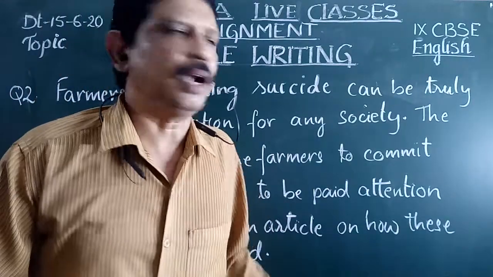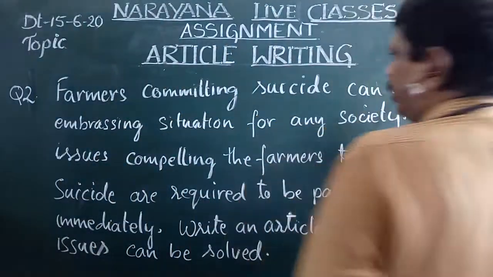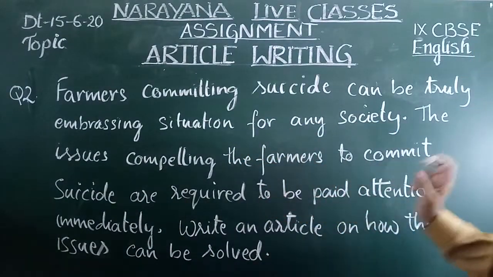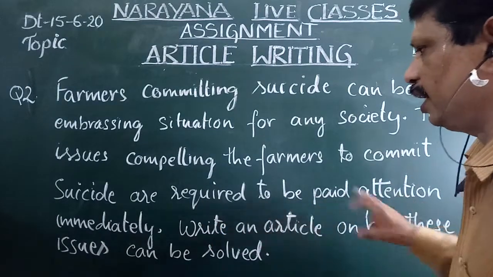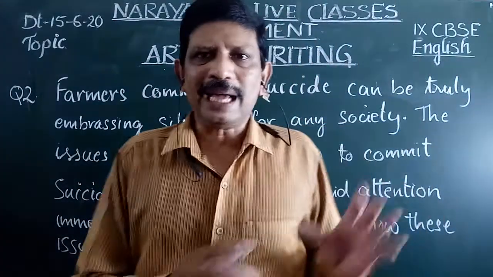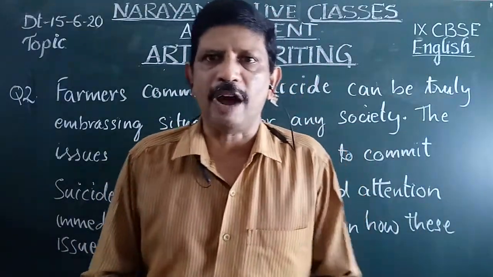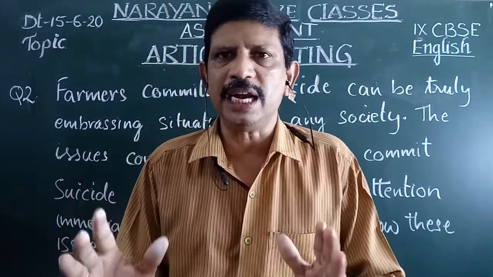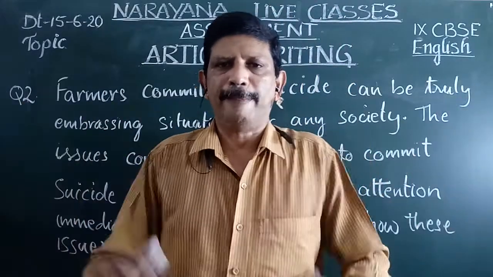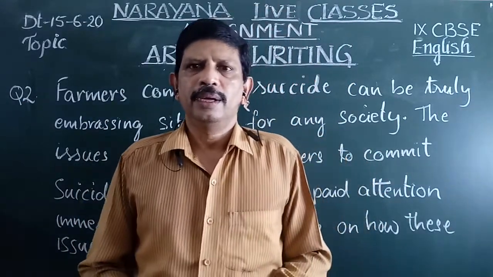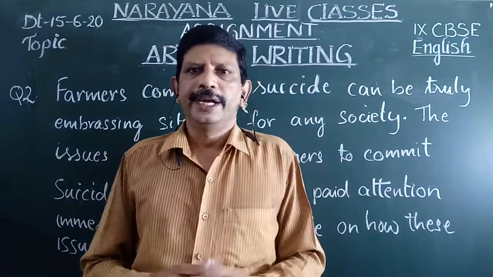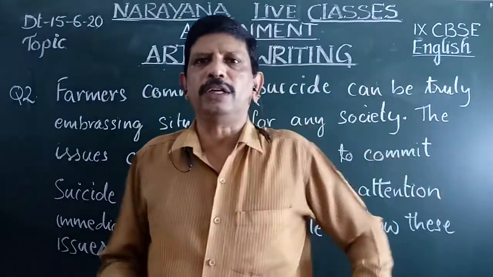Now let us see how we are going to write down. Farmers committing suicide can be truly embarrassing situation for any society. The issues compelling the farmers to commit suicide are required to be paid attention immediately. Write an article on how these issues can be solved. Well, coming to this second question, drafting. First of all, as usual, you have to select an appropriate title or heading which should be written in the middle of the paper or page. And your heading should be eye-catching. It should encapsulate the total theme of what you are going to write.